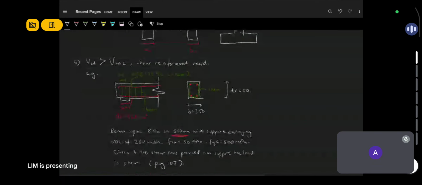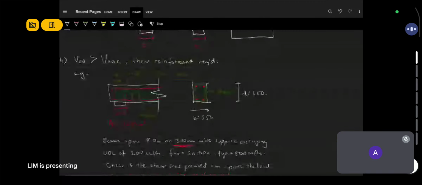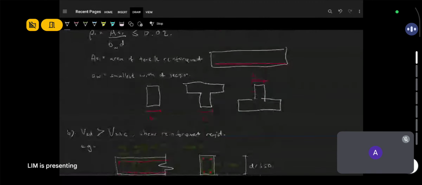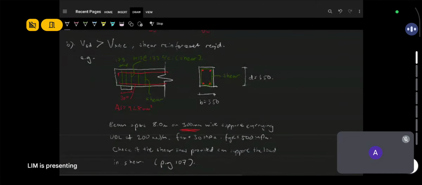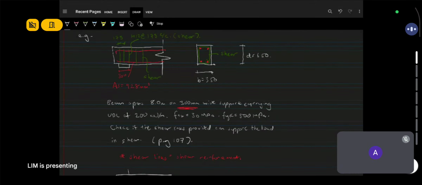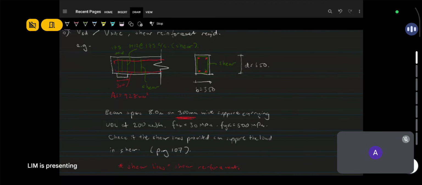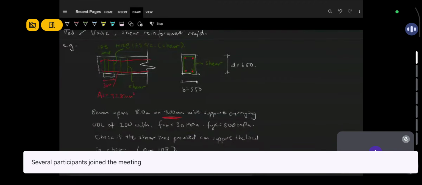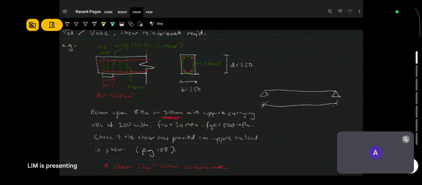So just to recap. Shear design. We started off with this example. In this example, we have a beam that spans 8 meters, right?